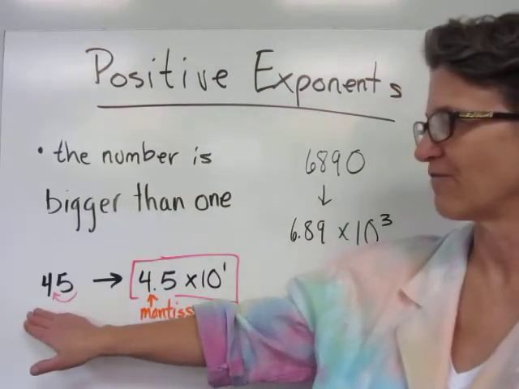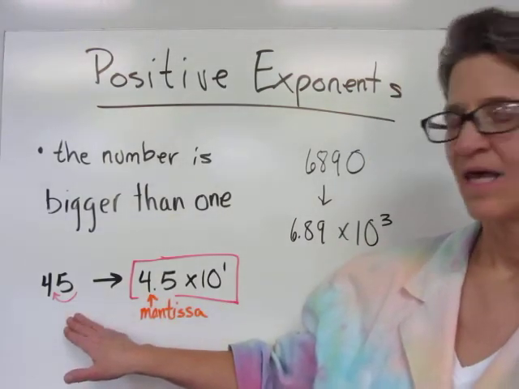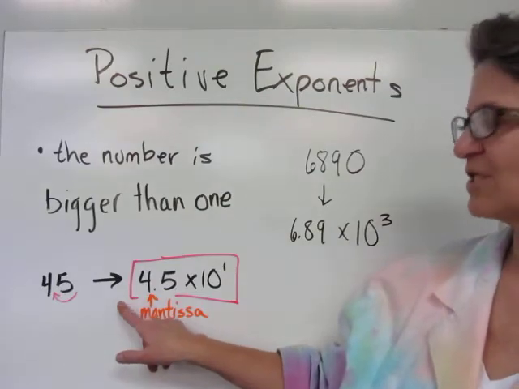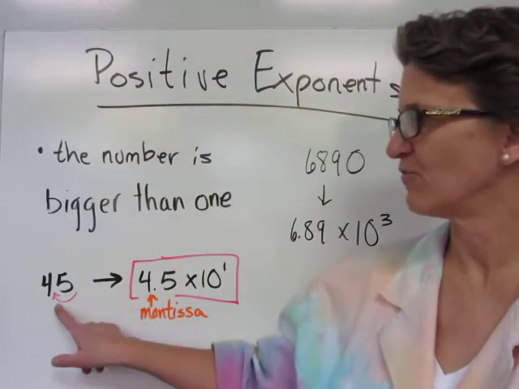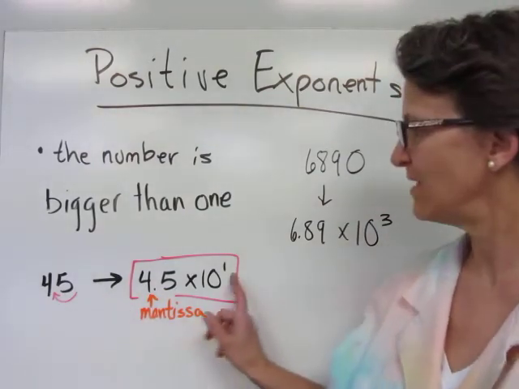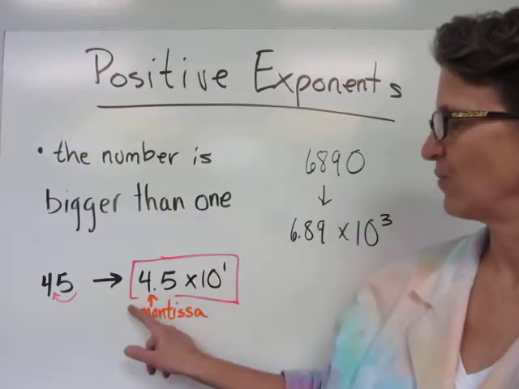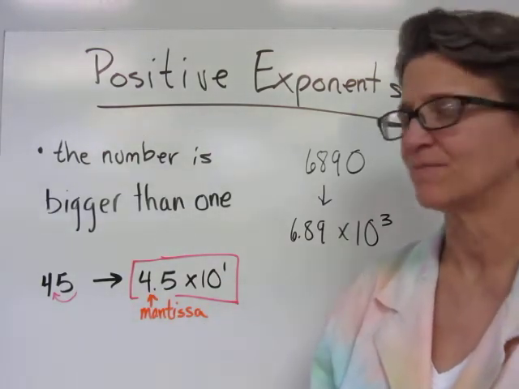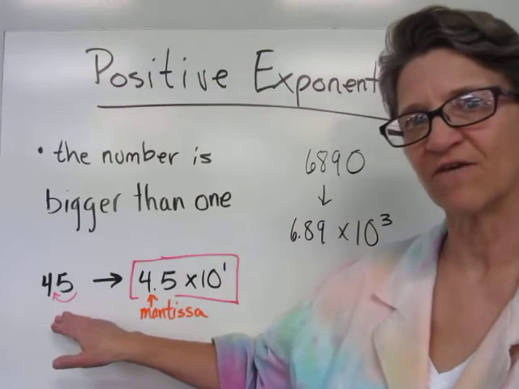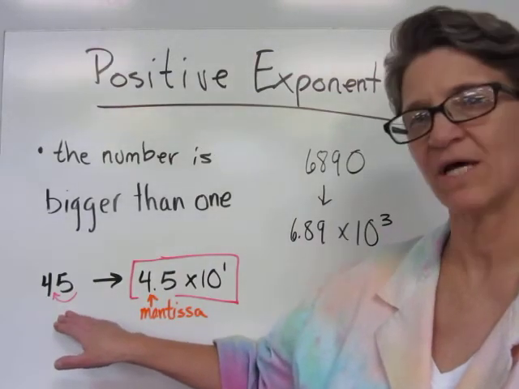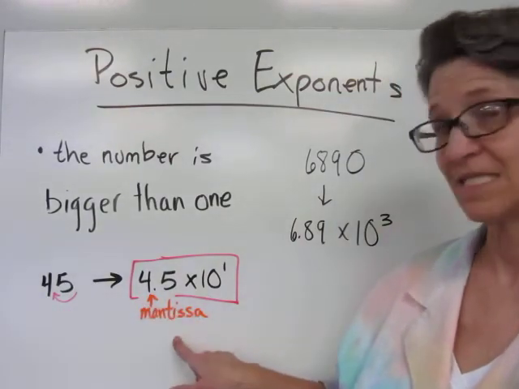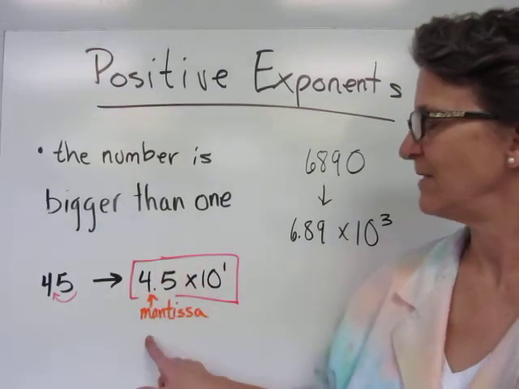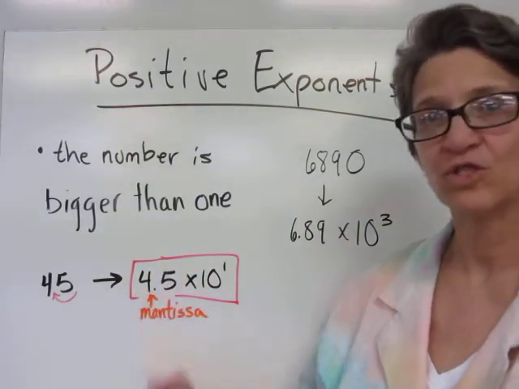So for example, I have the number 45, and when we change it to scientific notation, I move the decimal one place, so I'm multiplying by 10 when I write it in scientific notation. Do pay attention to significant figures. I have 2 in my number, and so my mantissa, the first part of this, needs to have 2 sig figs.